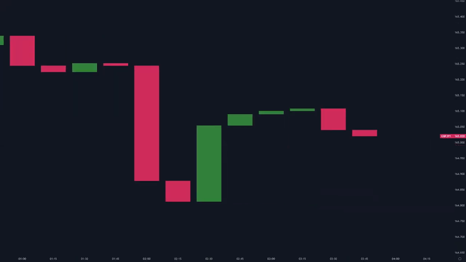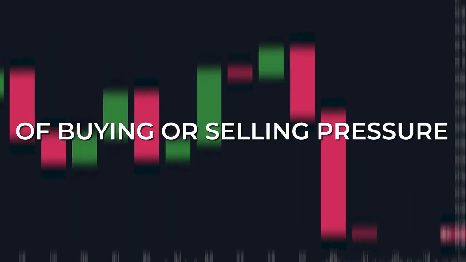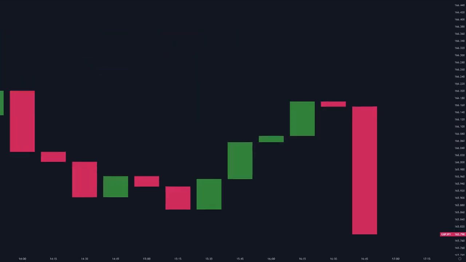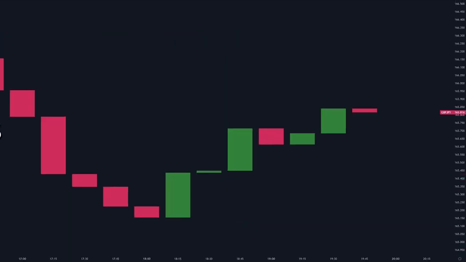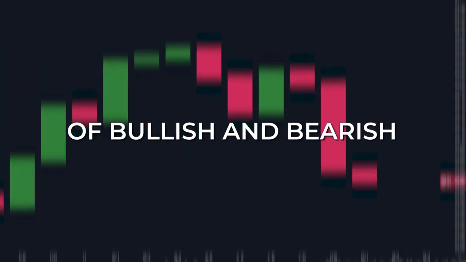Money flow is important in technical analysis because it helps traders evaluate the strength of buying or selling pressure in the markets. By analyzing the flow of money in the markets, traders can identify potential trend reversals or even identify the beginnings of bullish and bearish trends.